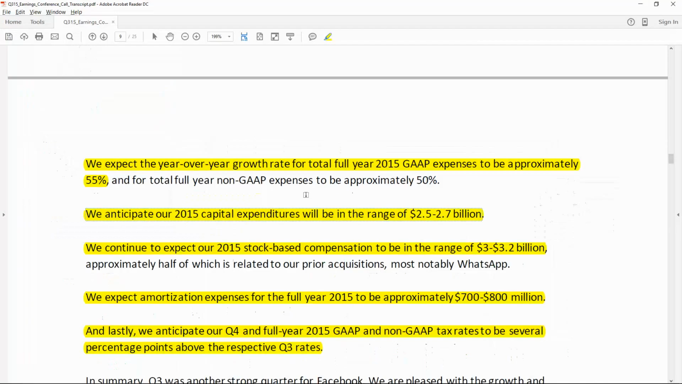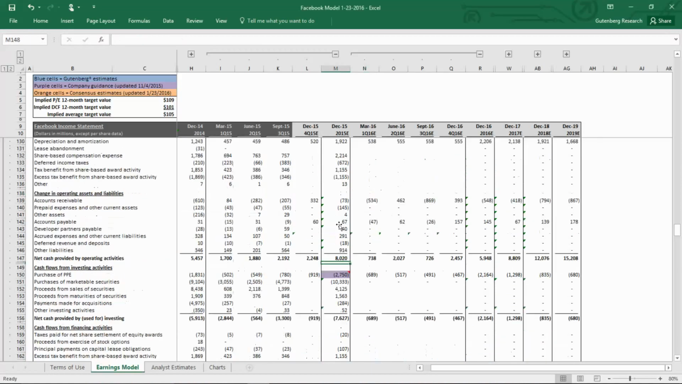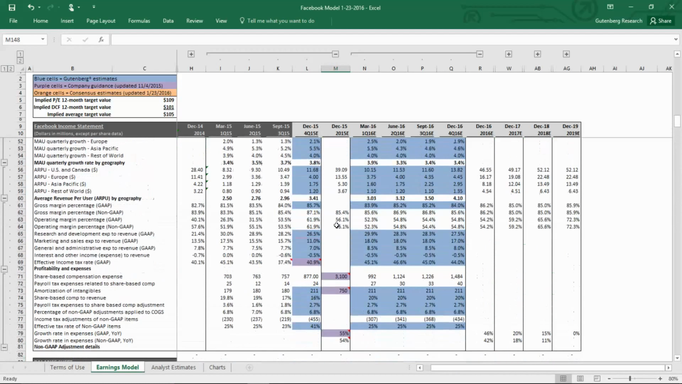After Capex, they gave us guidance for stock-based comp. So this is going to be a non-GAAP item. They say it's going to be in the range of $3 billion to $3.2 billion. And you can see we keep our non-GAAP items in their own category at the bottom of our ratio section. So this section here goes through the non-GAAP adjustments. And it's made up primarily of share-based comp in this case, and a little bit of amortization of intangibles.